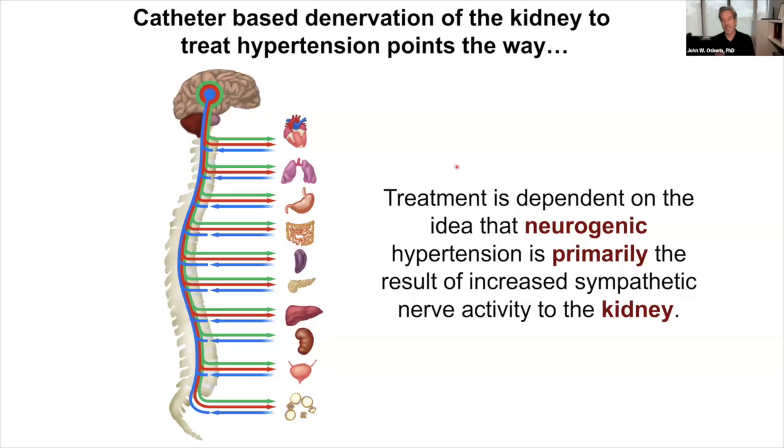So what's happened in the last 10 years or more now is this idea of targeting the kidney to treat hypertension. And the idea of this is that the sympathetic nervous system innervates all organs, which could increase blood pressure. But hypertension, perhaps, and I'm saying perhaps, is specifically because the nerves to the kidney are causing high blood pressure by altering kidney function.